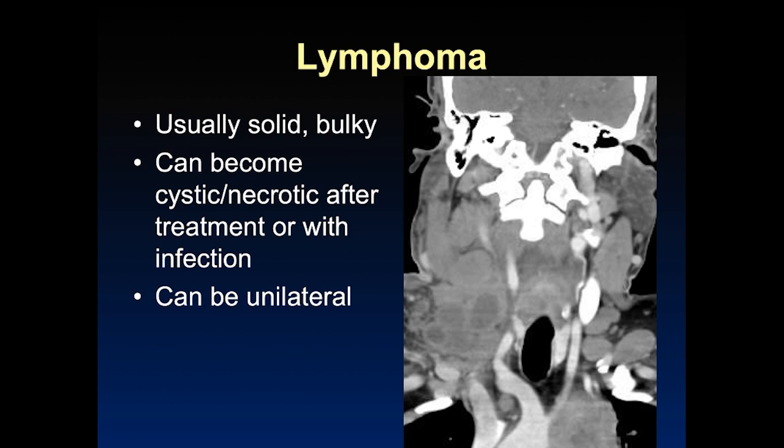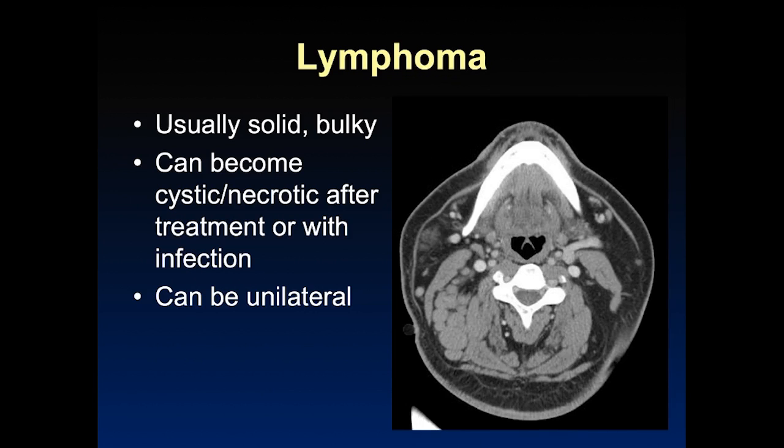So just for some examples, lymphoma in the neck is usually solid and bulky, as you can see in the right neck here, but sometimes they can become cystic and necrotic after treatment or after being superinfected. And although they tend to be bilateral, as this is a systemic problem, they can present unilaterally as shown here. And this is an axial image of another patient, again showing these homogeneous bulky nodes in the right level 2B and level 5. And this is another example of lymphoma, even though it's fairly asymmetric.